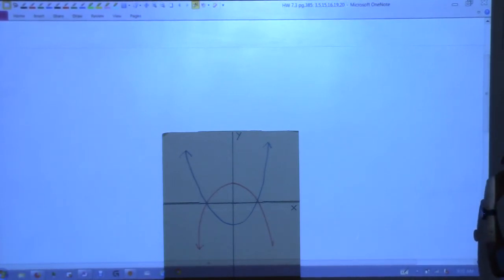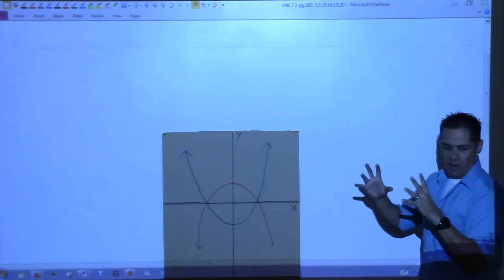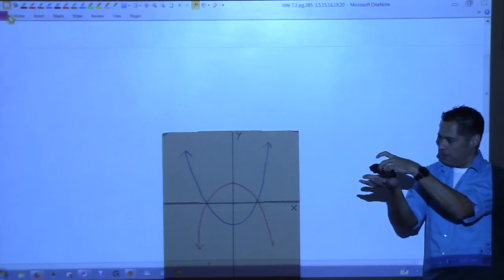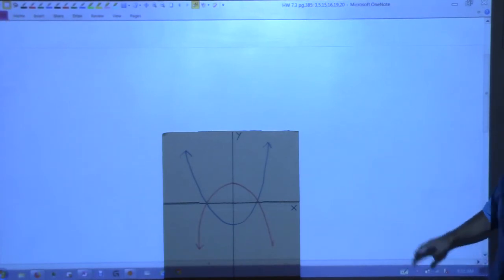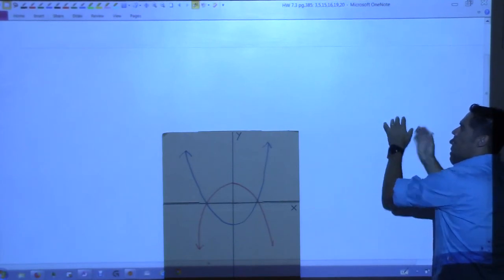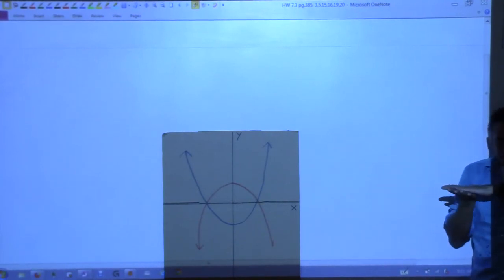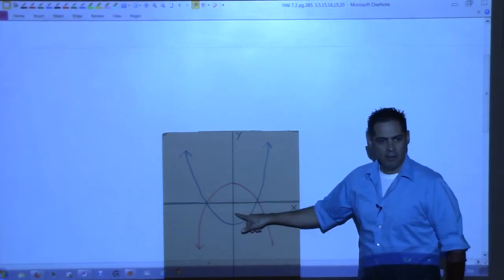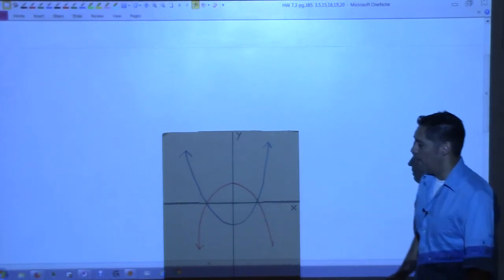Imagine, if you could, a solid. This is a solid, a 3-dimensional object. I'd like for you to imagine a solid sitting over here where the base of the solid, the bottom of it, is this region right here. So that's the bottom of the solid I'm talking about.